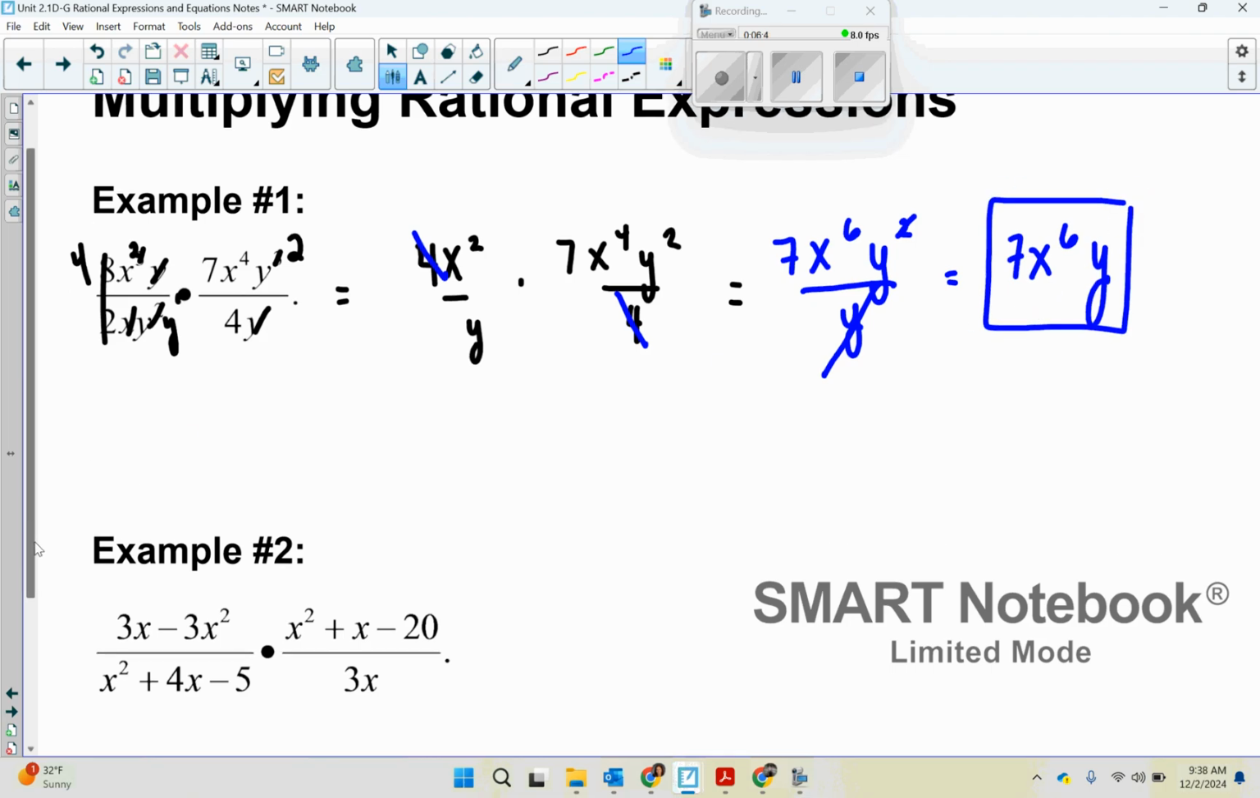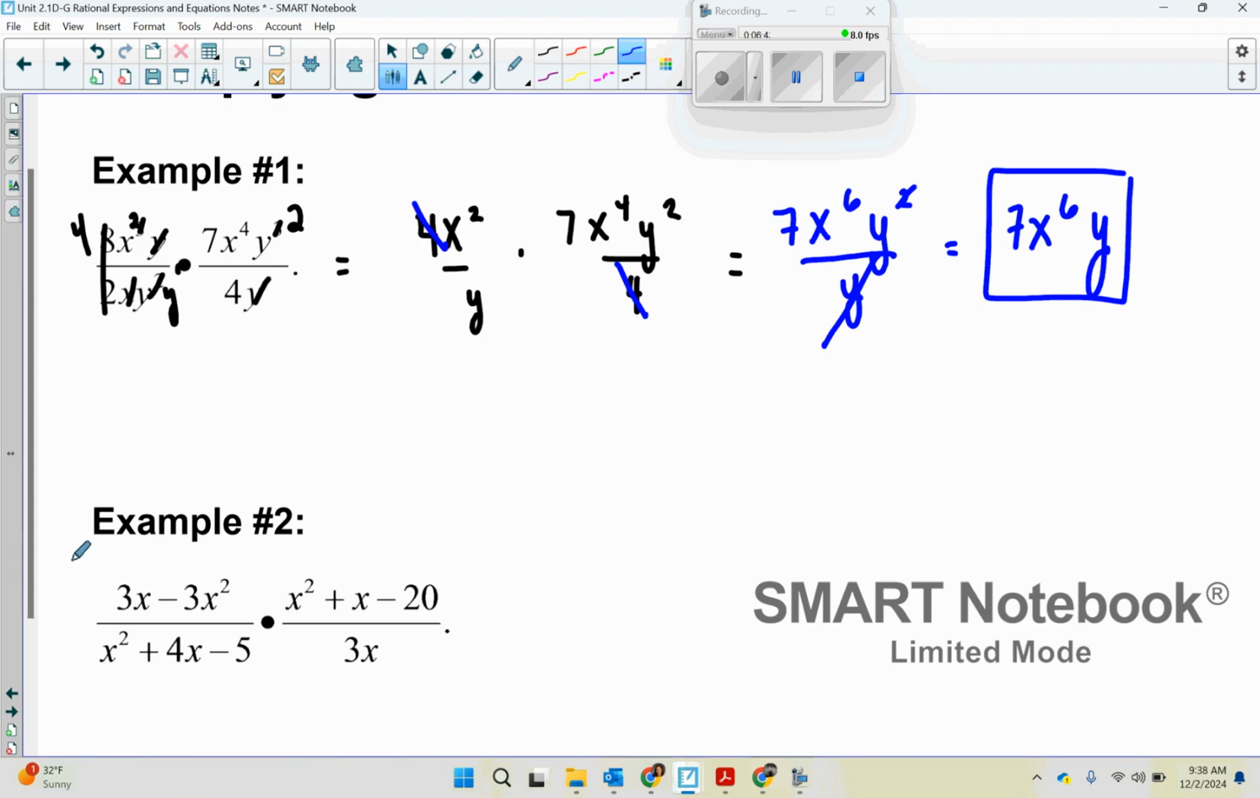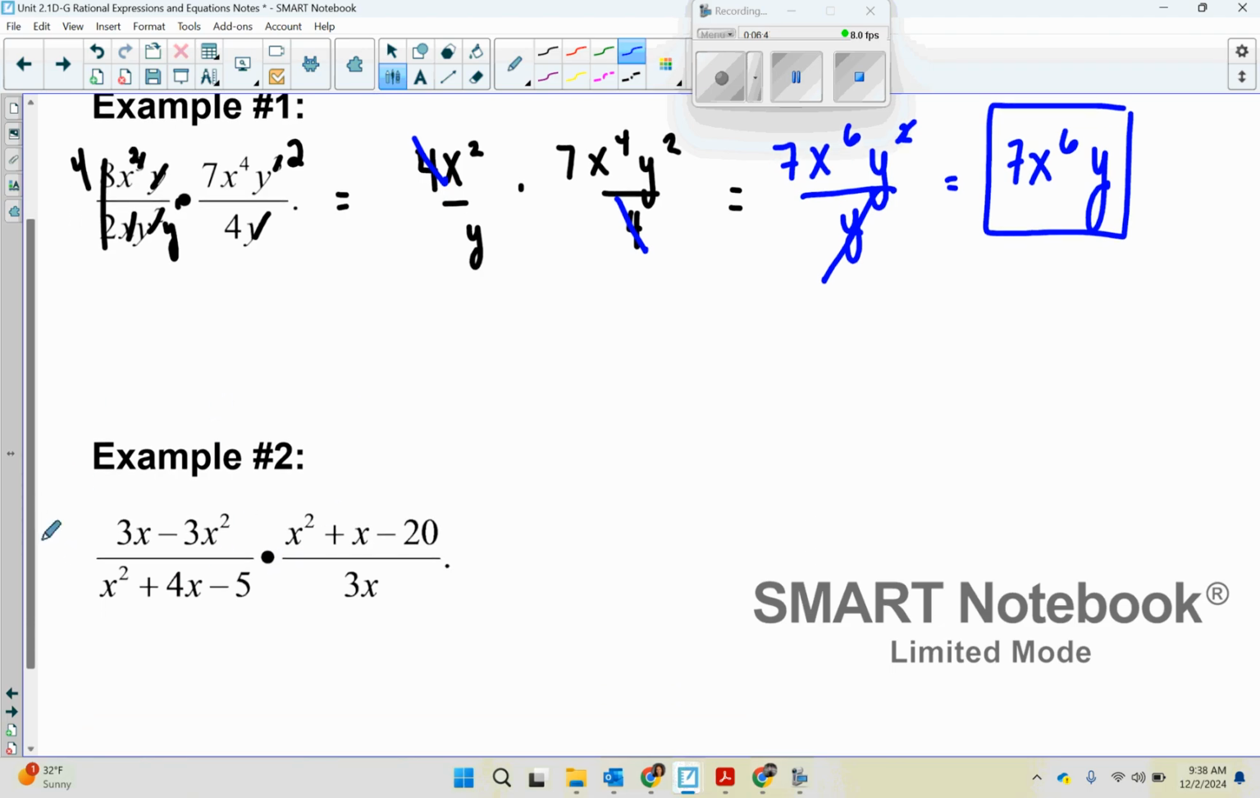So it's up to you if you truly want to multiply across first, but I would simplify what you can in the beginning to make your life a little bit easier.